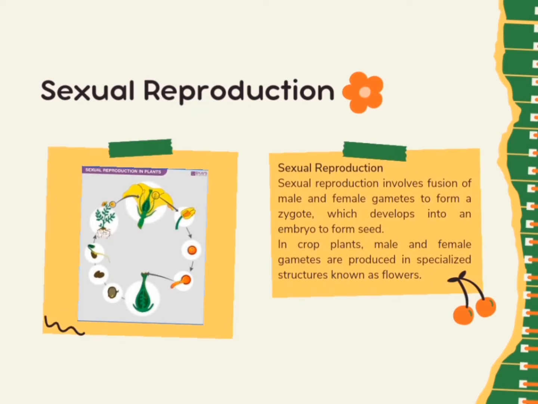Sexual reproduction involves fusion of male and female gametes to form a zygote, which develops into an embryo to form seed. In crop plants, male and female gametes are produced in specialized structures known as flowers.